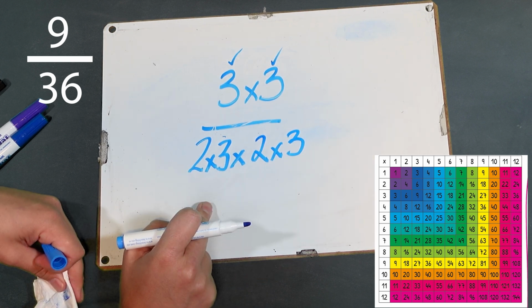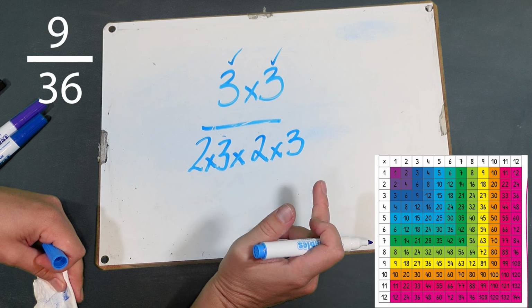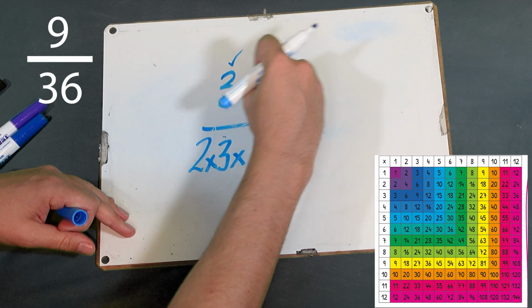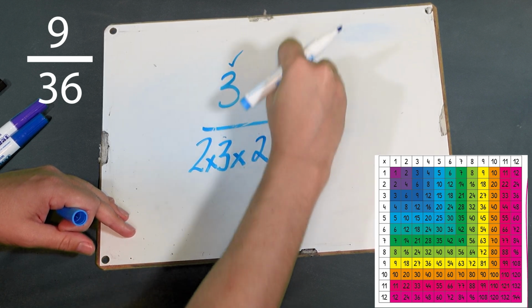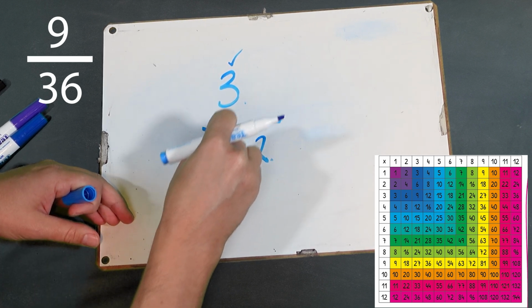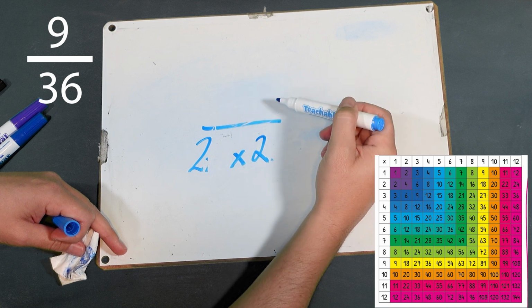And now the fun part. We can rub out whatever numbers are the same from the top and the bottom. Let's start with this 3 and this 3. Both the same. See you later. There's a 3 here and a 3 here. See you later. But now we're left with no numbers at the top.